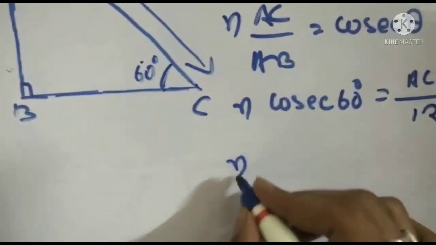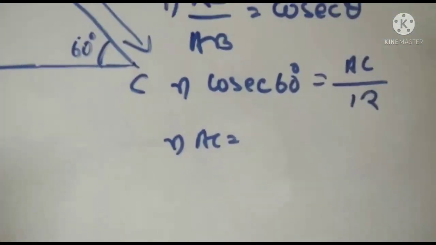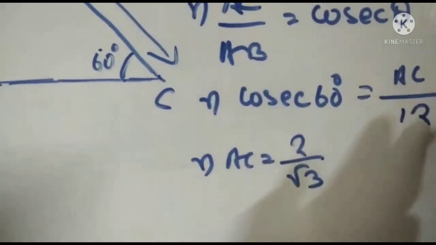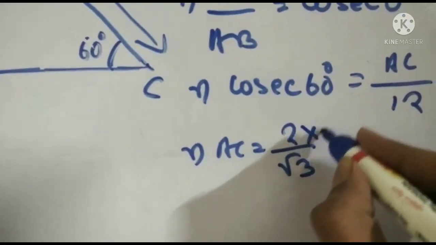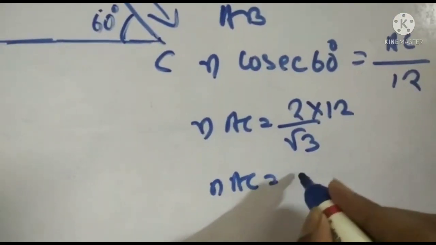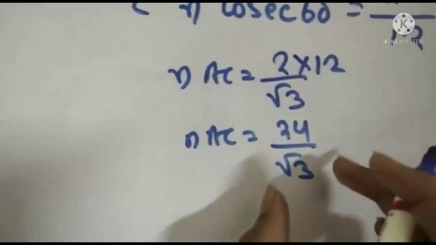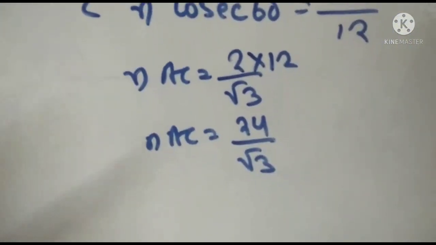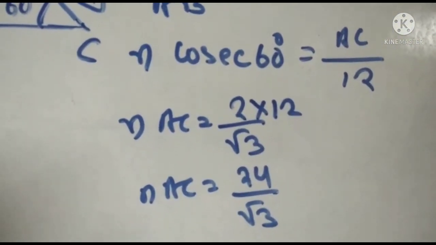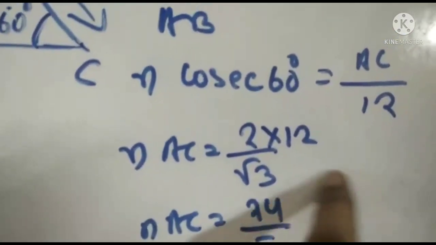Now see, cosec 60 degree means what? Cosec 60 degree means 2 by root 3, and here AC by 12, so 12 will be multiplied by 2. This we will get. So AC is equal to 24 by root 3. See, in this case root 3 can't be in the denominator. I think you remember we did a process to avoid root in the denominator, that is rationalization. So here you have to rationalize the denominator.